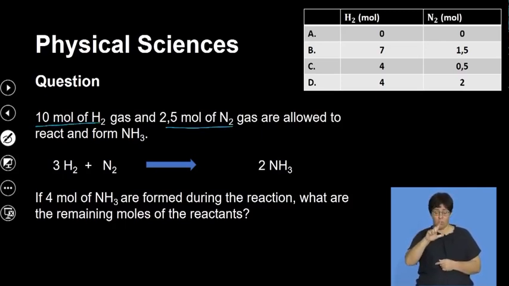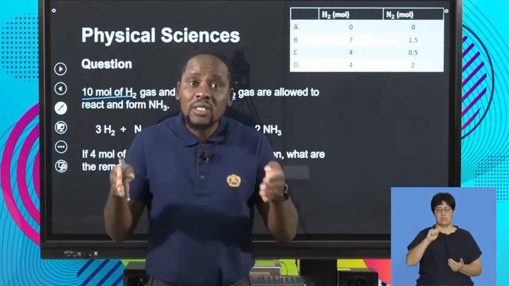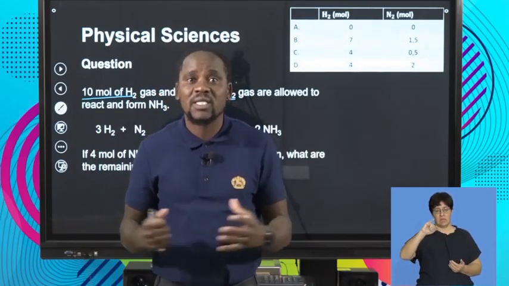Okay, these are the two reactants. They are allowed to react to form ammonia according to the following balanced equation of reaction. So the equation of reaction, what does it tell us? It tells us that this is the stoichiometric ratio in which these substances actually react with each other, right?